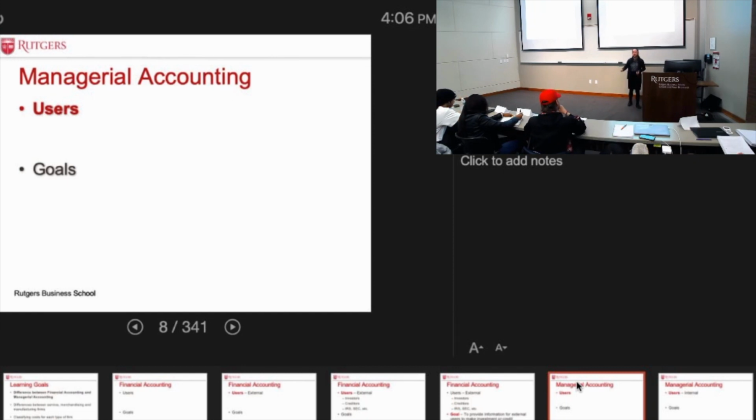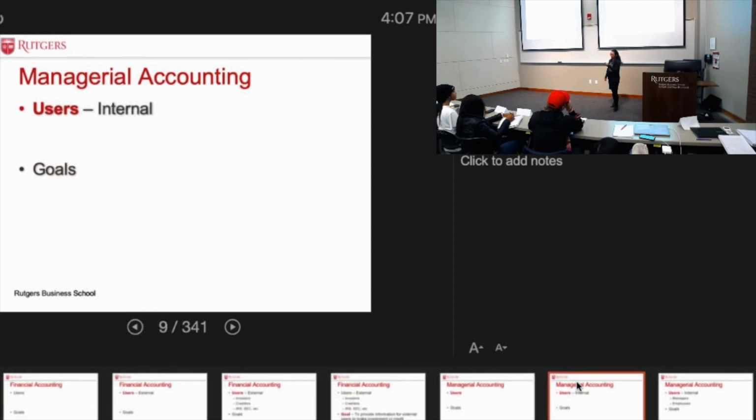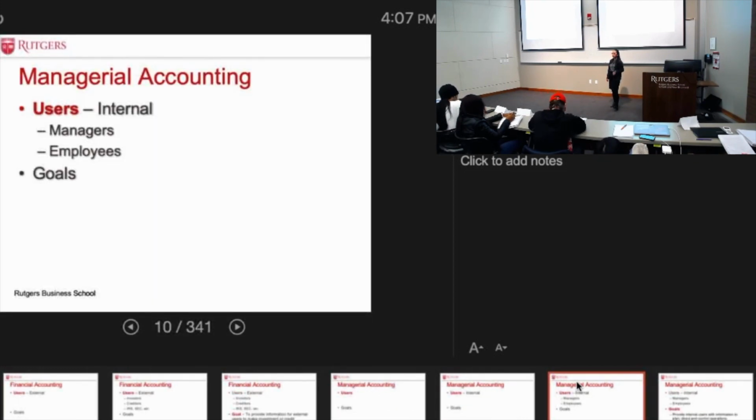Right? So managerial accounting, instead of focusing on the external users, we focus on the internal users, right? So yes, managers. Managers are one type of internal user, right? And what else? Employees, right? So those are examples of the internal users.